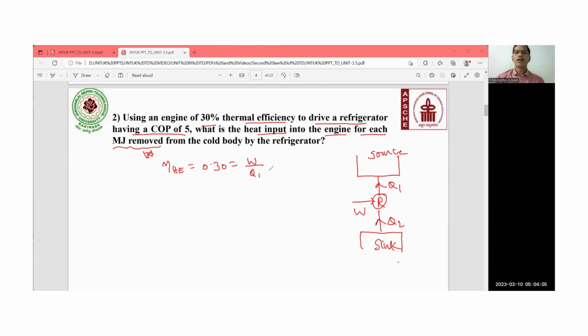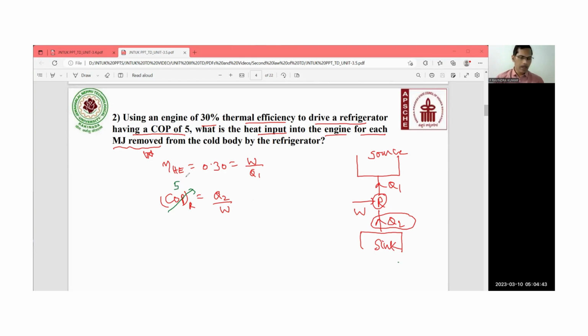Then what is Q1? This is also an engine of 30% thermal efficiency driving a refrigerator of a given COP. So here the desired effect is Q2 by W, Q2 by W. For the refrigerator, it is given as 5.